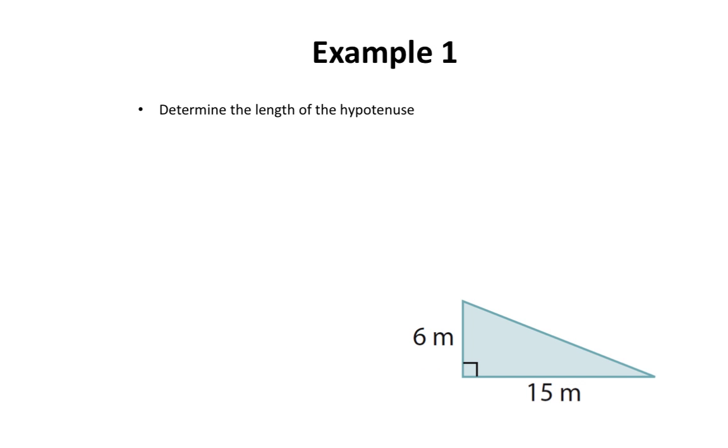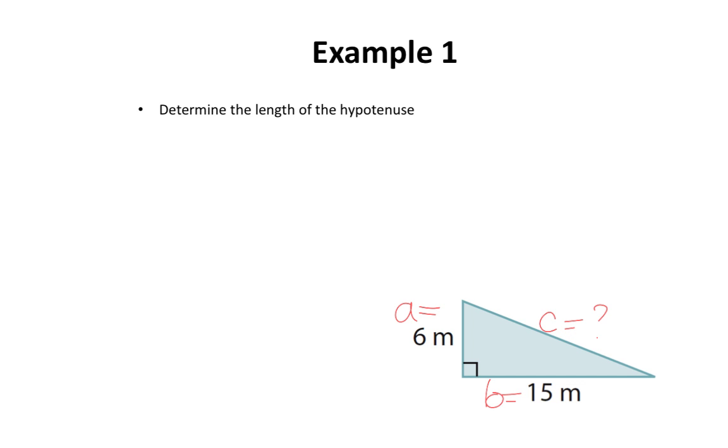In our first example, we want to determine the length of the hypotenuse. If you take a look at the diagram, we have a right triangle. However, it doesn't have any labels. Remember, A and B are the legs of the triangle. So I'm going to call this A, and I'm going to call this B. The hypotenuse is C, and that is what we're looking for.